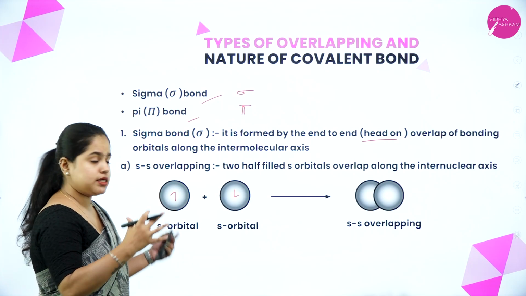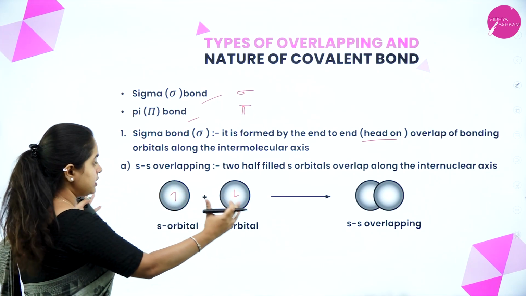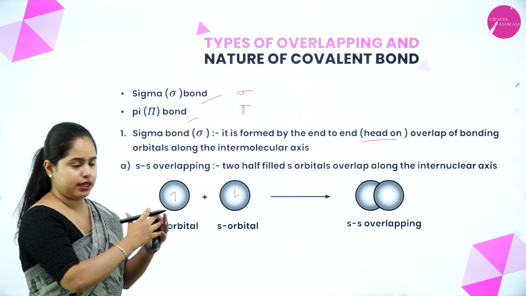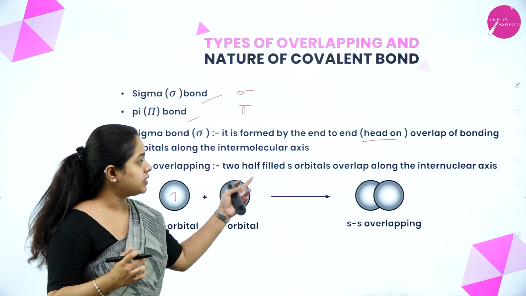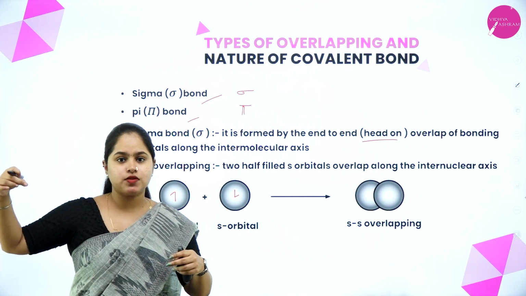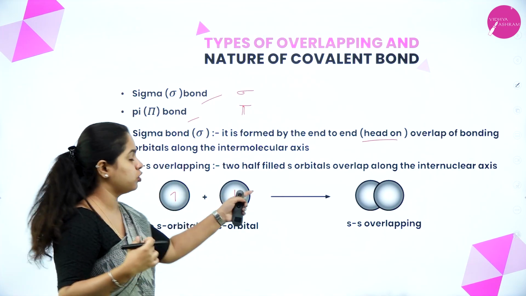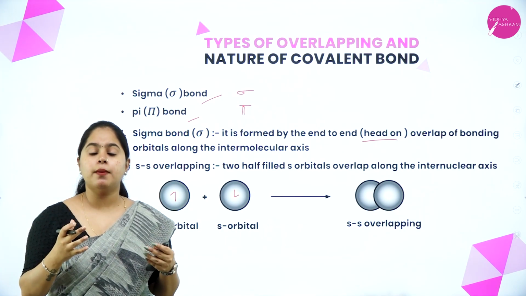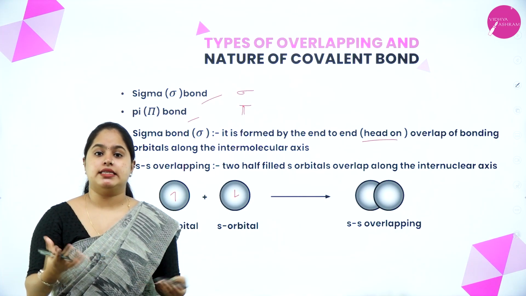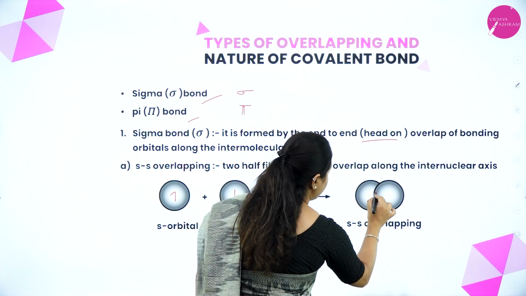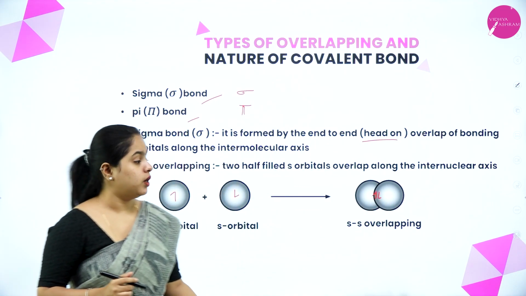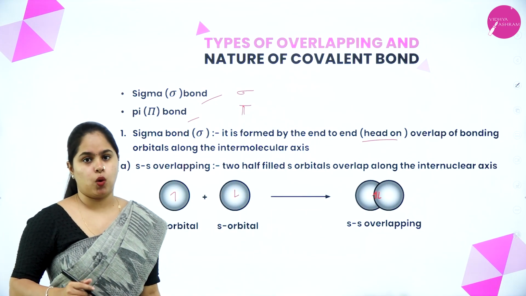Now, what happens? They overlap with each other. That is head-on overlapping. That will happen along the internuclear axis. Yes, the internuclear axis is the axis which is passing through the nucleus of both of these orbitals, right? So, what happens here? The two orbitals overlap with each other. As you can see here, now the two electrons will be paired. Now, this is called s-s overlapping.